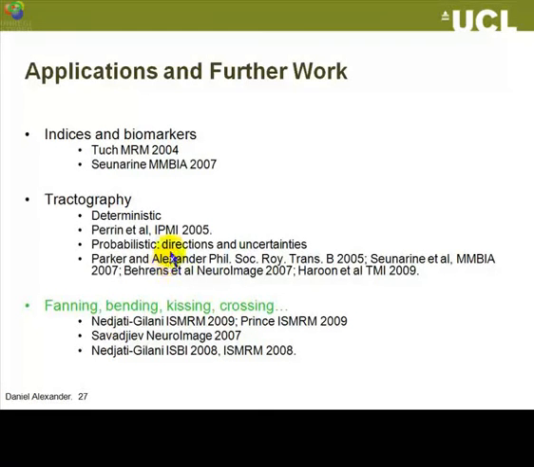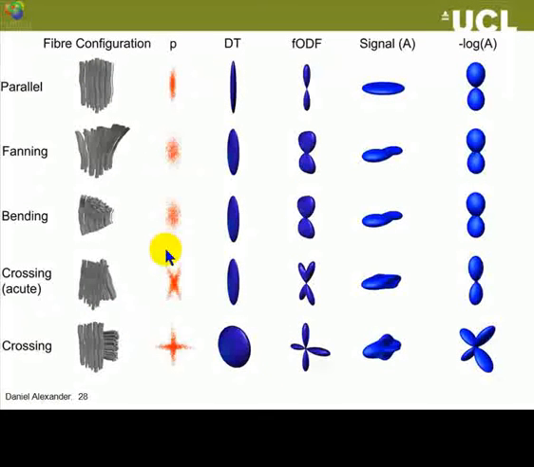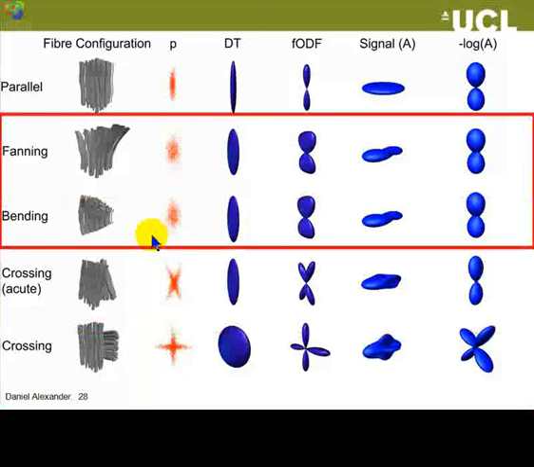If we go back to my old slide from the beginning showing these different configurations, one thing I glossed over neatly was the fact that these fanning and bending configurations actually produce identical scatter patterns. And since this is the fundamental object that we measure in diffusion MRI, because they produce identical scatter patterns, this means that in isolation we can't distinguish these kinds of configuration, even though visually they're obviously very different.